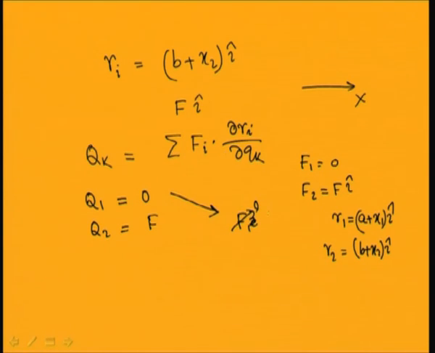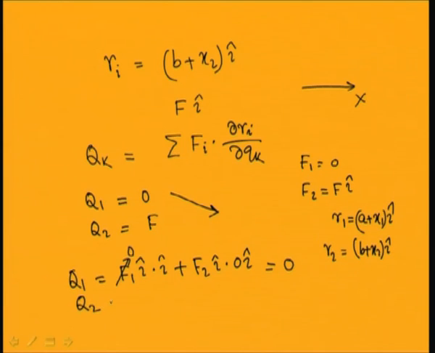So the first part becomes 0, and I can write it in detail. While deriving Q1, it will be equal to F1 I dot del R1 by del x1, which is I, plus F2 I dot del R2 by del x2. Del R2 by del Qk for k equal to 1 is del R2 by del x1, and if you differentiate R2 with respect to x1, this becomes 0. Already F1 equals 0, so this becomes 0.